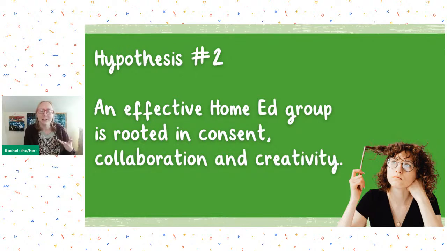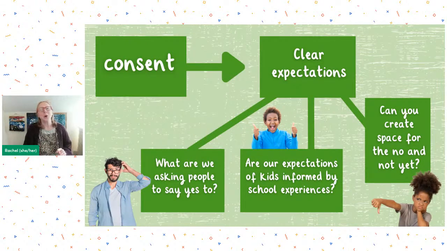So I think an effective home ed group is first of all rooted in consent. For me, consent is a happy yes. That's to do with clear expectations, and this is something that came back a lot from people when I sent out messages and asked for information: have clear expectations. In other words, what are we asking people to say yes to?